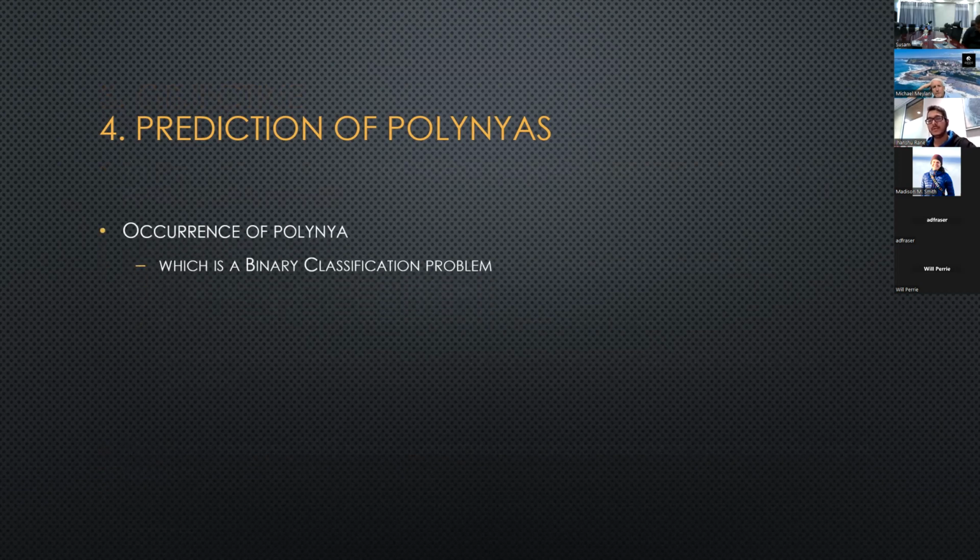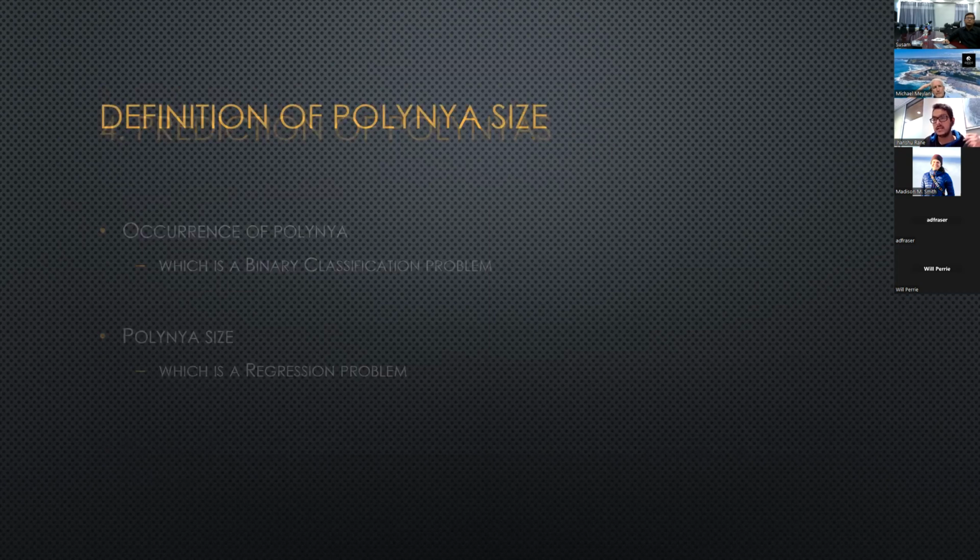So prediction of polynyas can be split into two sub-problems. First is the prediction of occurrence of polynya, which is a binary classification problem. That is, a polynya will occur or not for the given conditions. Second is the prediction of polynya size, which is a regression problem. That is, if a polynya is occurring, then what will be the size? Now, how is the polynya size defined?